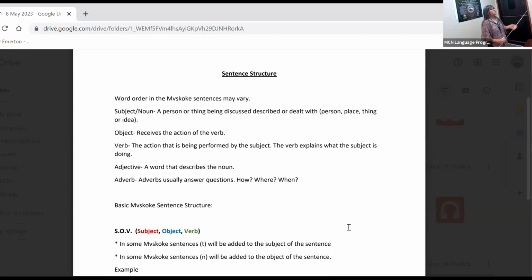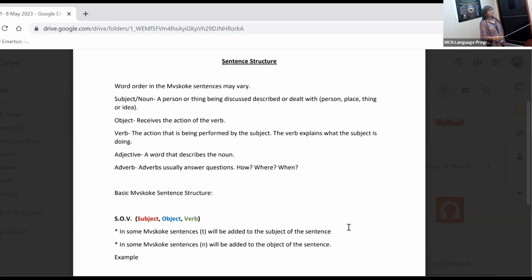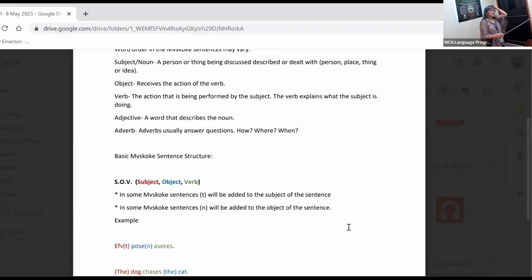Right here, it says word order in Mvskoke sentences may vary. Subject, noun: a person or thing being discussed, described, or dealt with; a person, place, thing, or idea. Object: receives the action of the verb. Verb: the action being performed by the subject. The verb explains what the subject is doing. Adjective: a word that describes the noun. Adverb: adverbs usually answer the question.